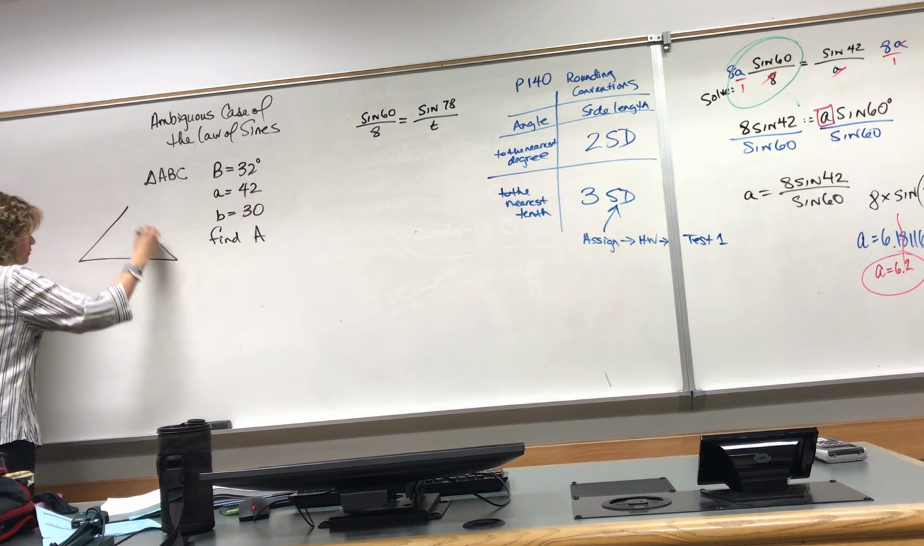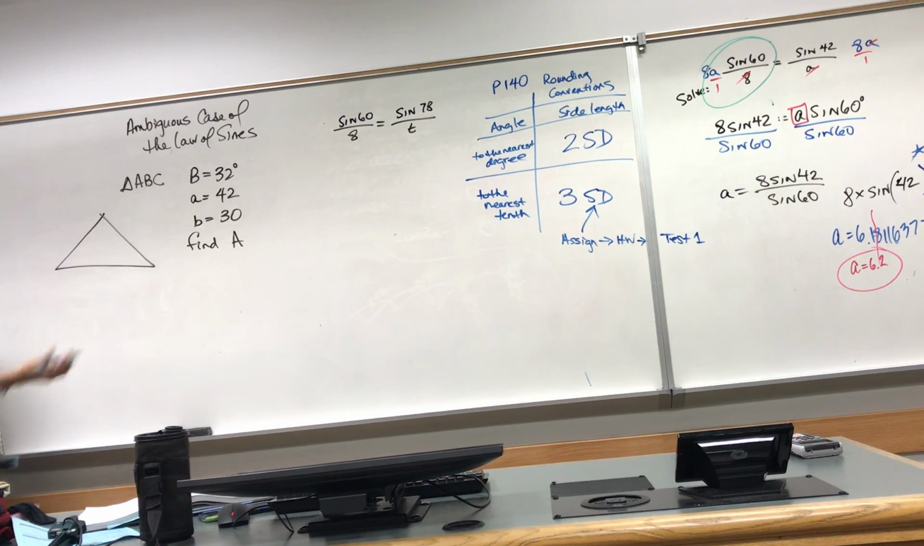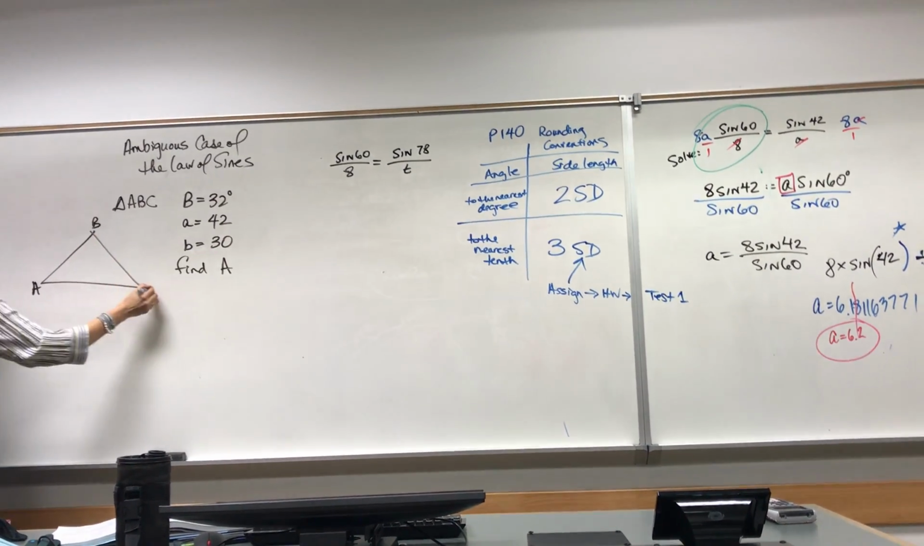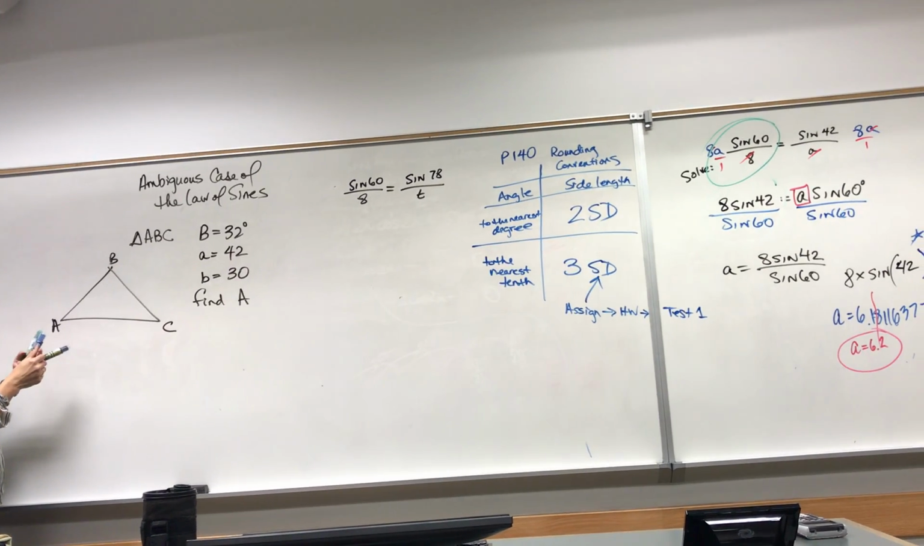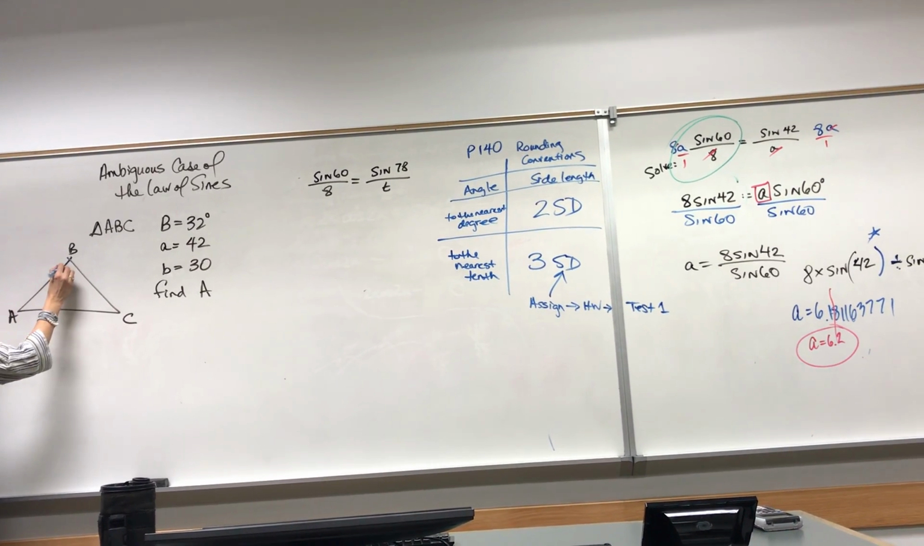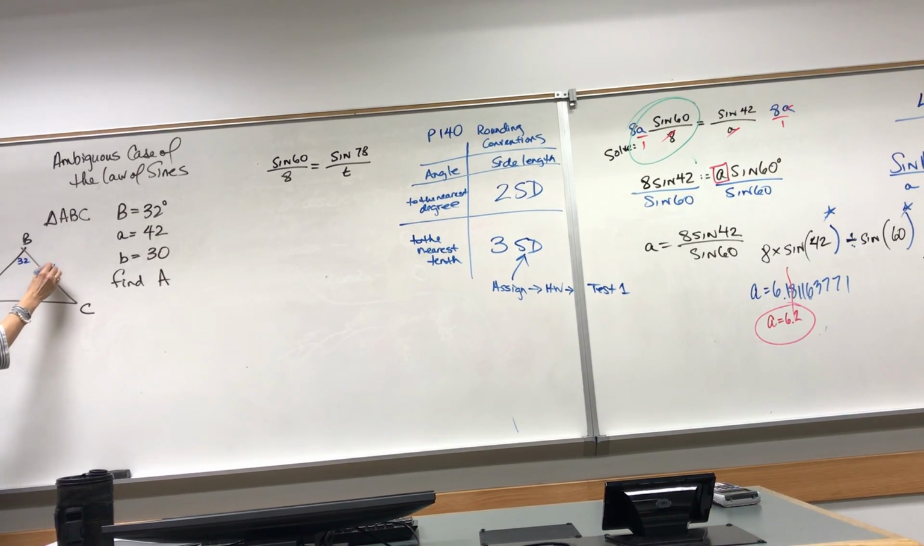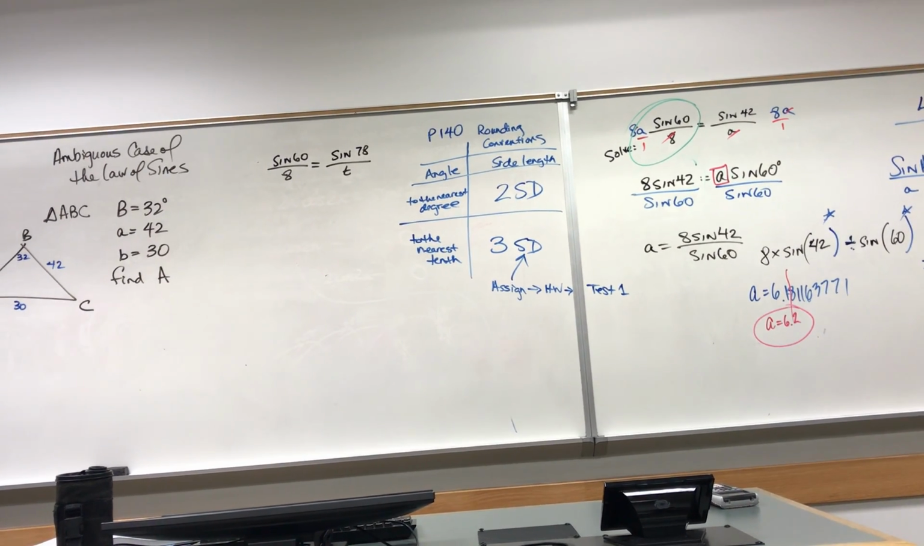You can draw yourself a picture. I think it's always fabulous. You might want to just plug and chug into the formula. It doesn't matter. ABC. Angle A, we don't know. Angle B is 32. Side B is 30. Side A is 42.